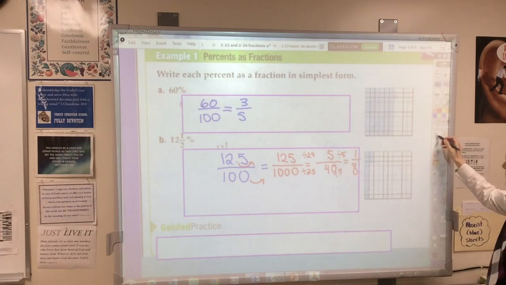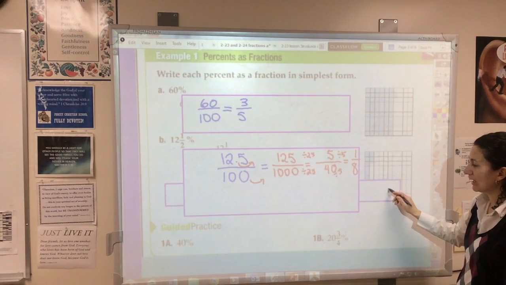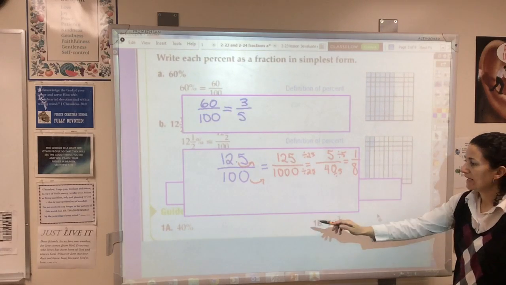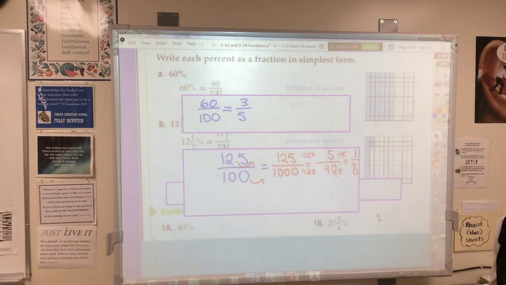Okay, make sure you have those examples copied, and I would like you to try 1A and 1B here. Go ahead and pause the video and try to change 1A and 1B into fractions in simplest form. Unpause when you're finished, and we'll go over them.